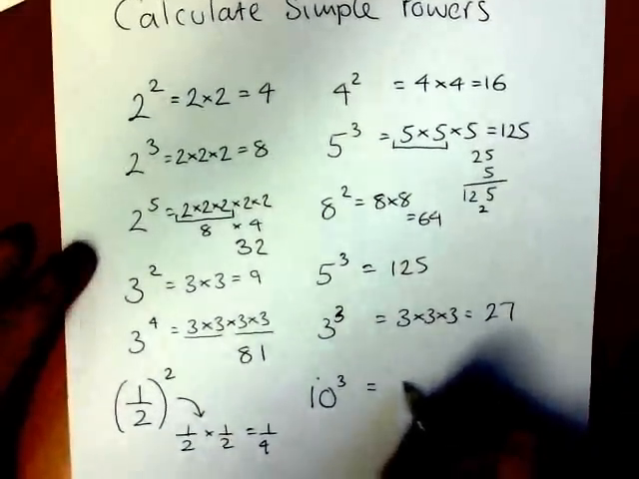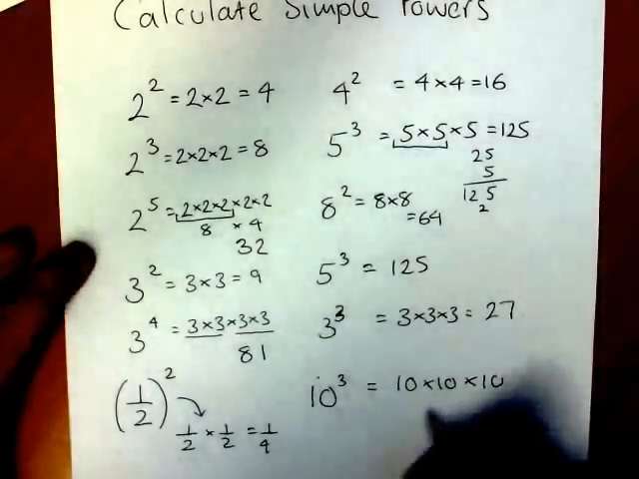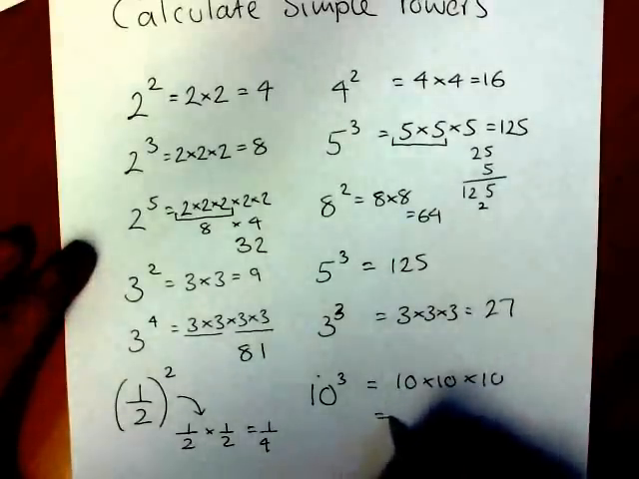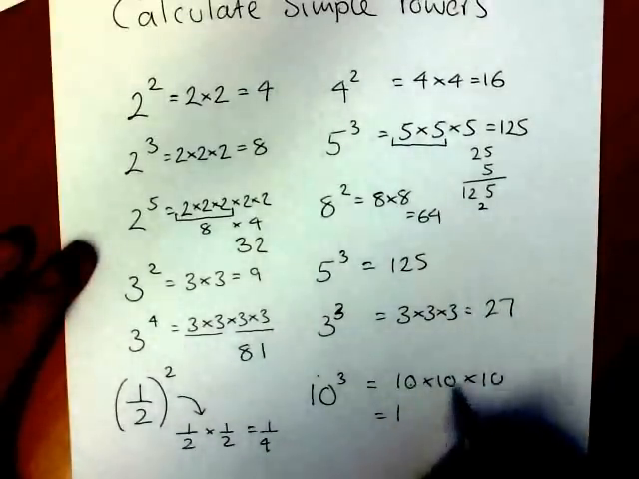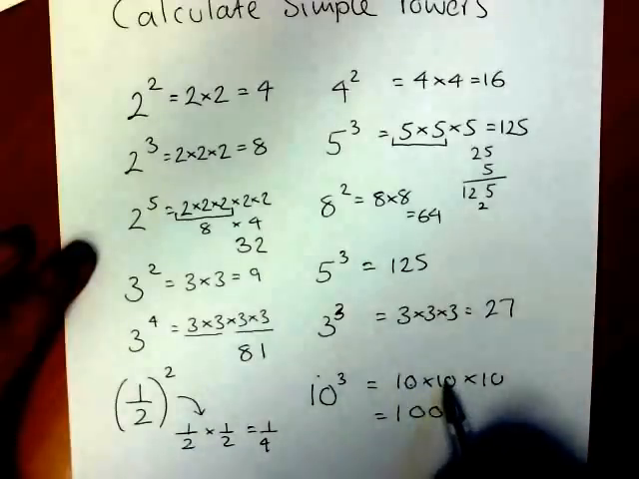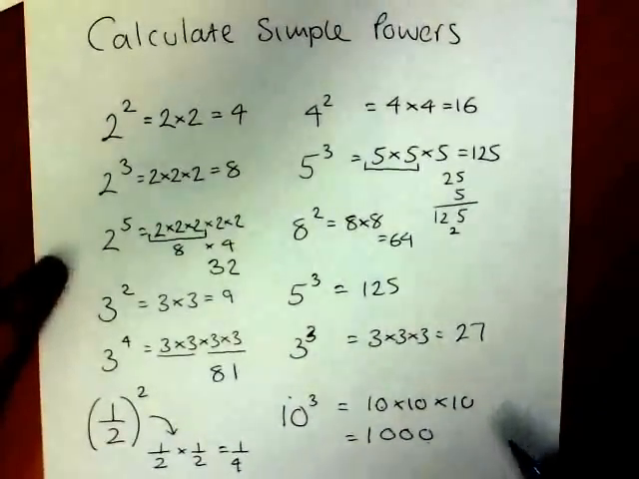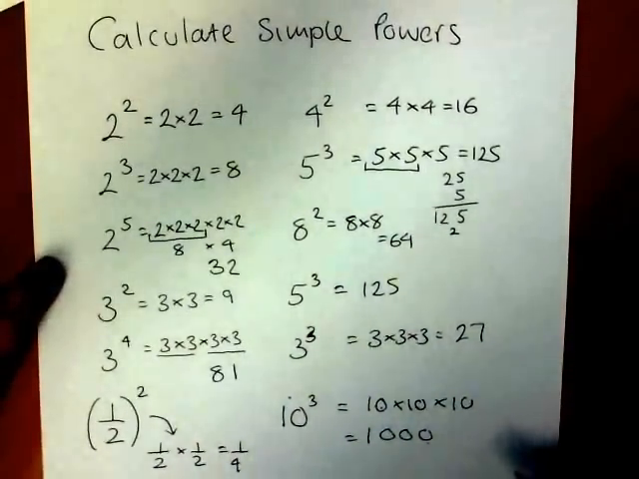And 10 cubed is 10 times 10 times 10. Lots of ways of doing this. You should know really that it will be 1 and then 3 noughts, 1,000. Or you could do 10 tens are 100, and 100 times 10 is 1,000. And there are a few examples of calculating simple powers.